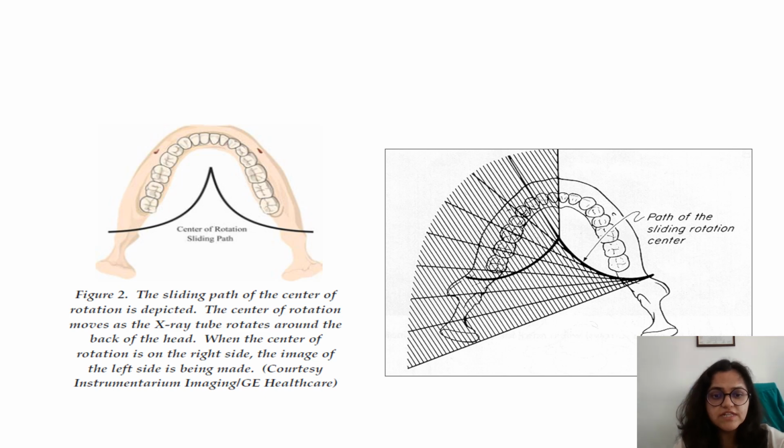In this figure, the sliding path of the center of rotation is depicted. The center of rotation moves as the X-ray rotates around the back of the head. When the center of rotation is on the right side, the image of the left side is being made. That is, when the CR is on the right side, then the image will be made of the opposite side.